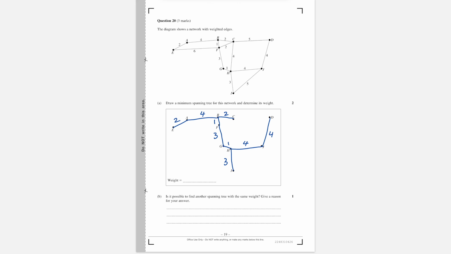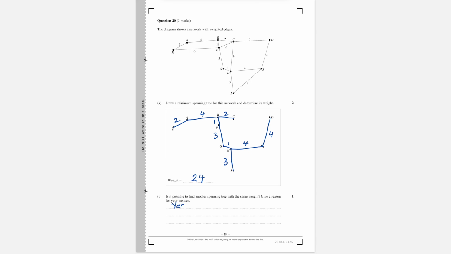So now we can just add up these numbers and we should be able to get to the answer. I'm just going to do that on my calculator. So it's 2 plus 4 plus 2 plus 1 plus 3 plus 1 plus 4 plus 4 plus 3. And that gives us an answer of 24. All right. Part B says, is it possible to find another spanning tree with the same weight? Give a reason for your answer.